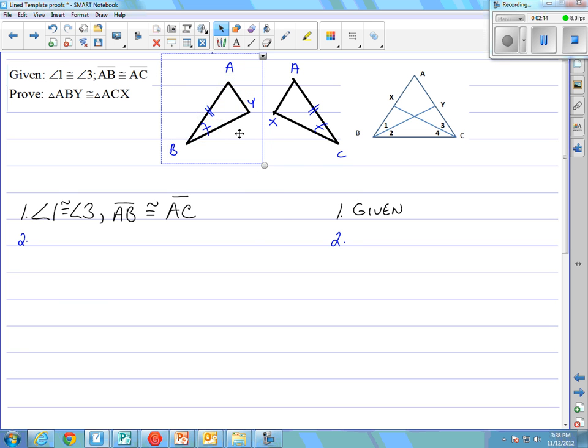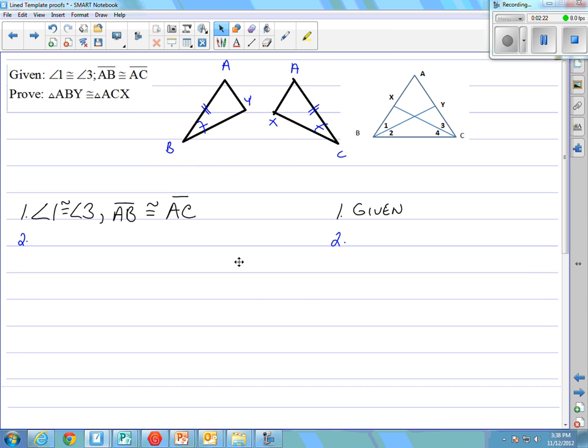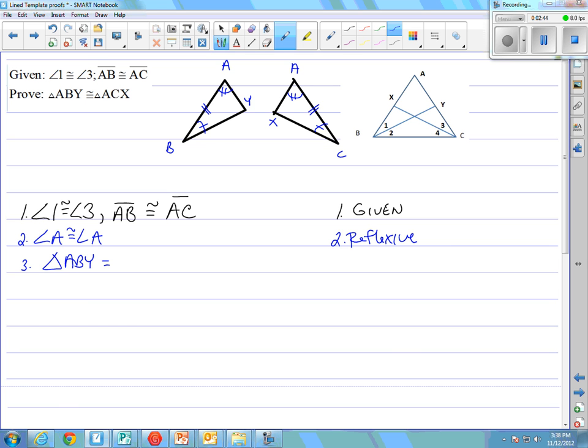Hopefully you recognize that angle A was overlapping angle A when we did that. A on top of A. So A is an angle in both these triangles. So I'm going to say angle A is congruent to angle A. That's your reflexive property. So now I've got this. And then step 3, I've got angle side angle. It's pretty easy. Triangle ABY is going to be congruent to triangle ACX by angle side angle.